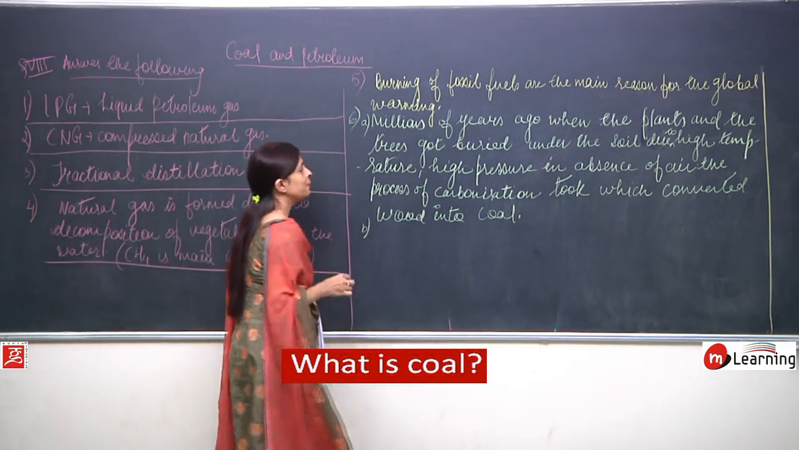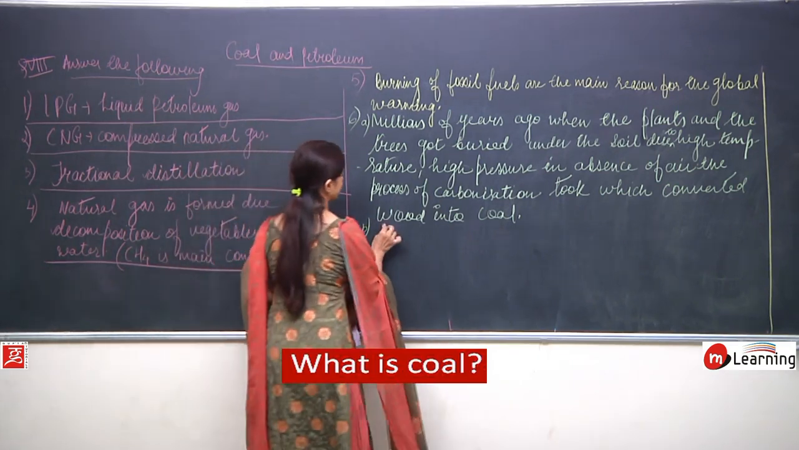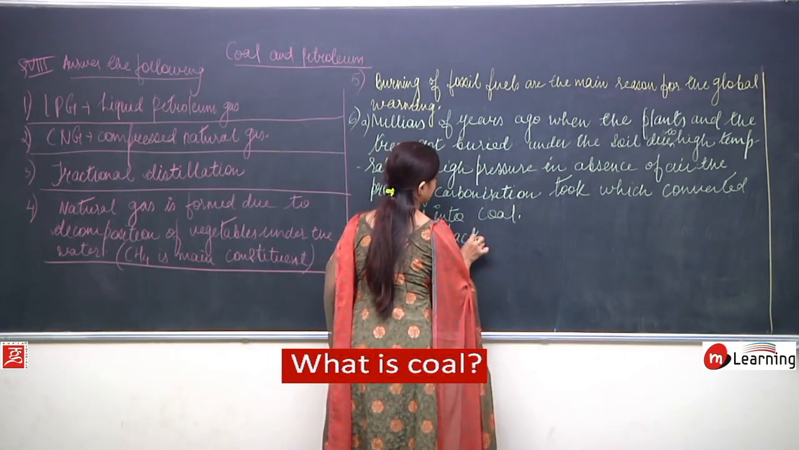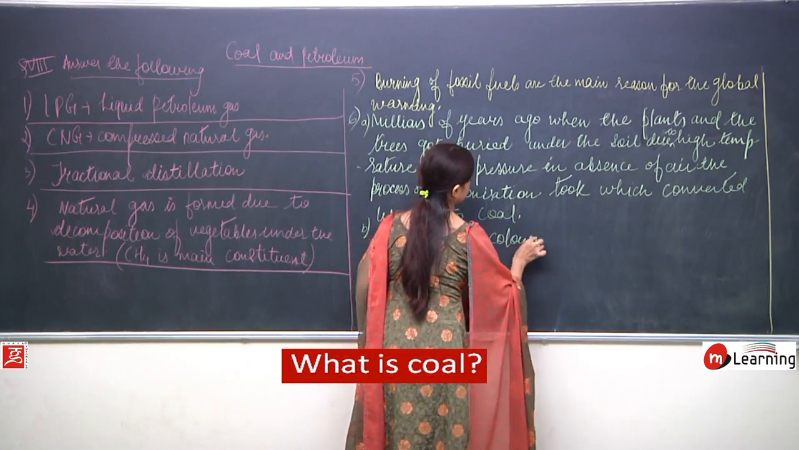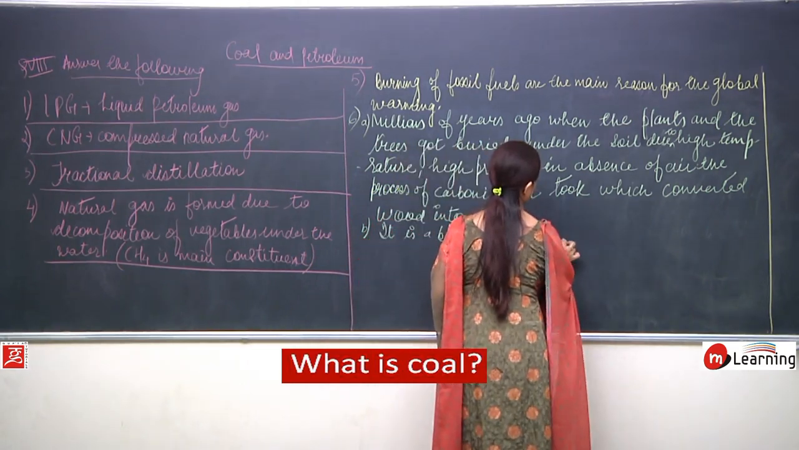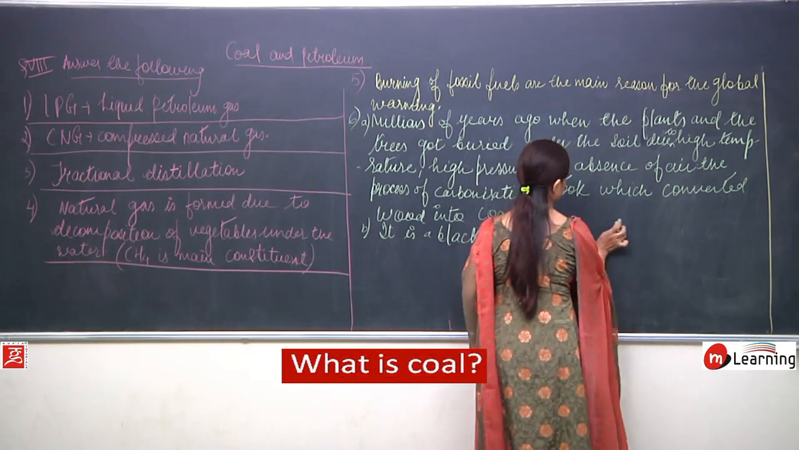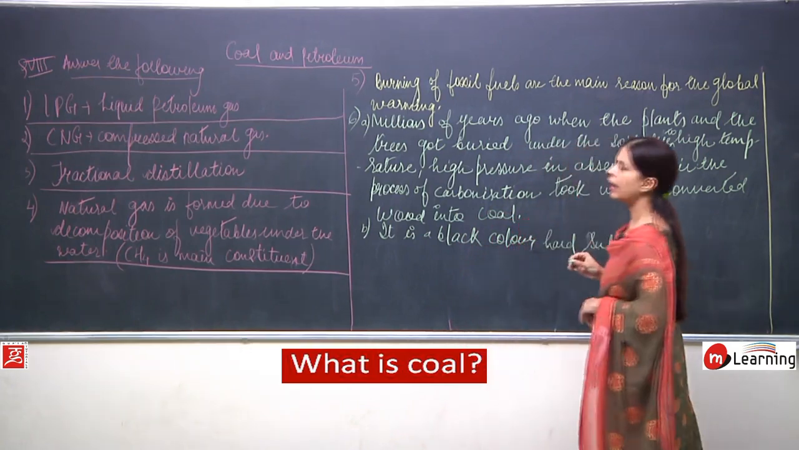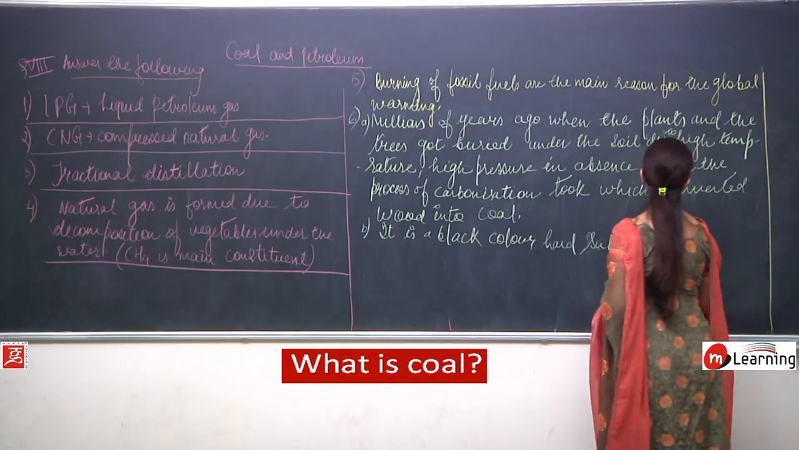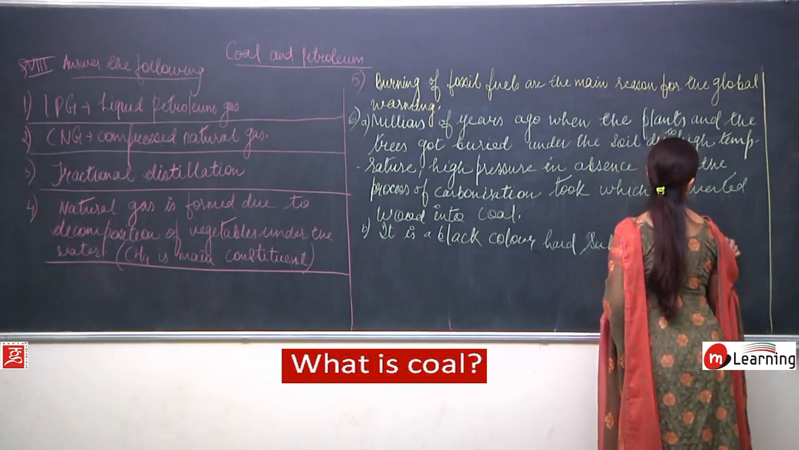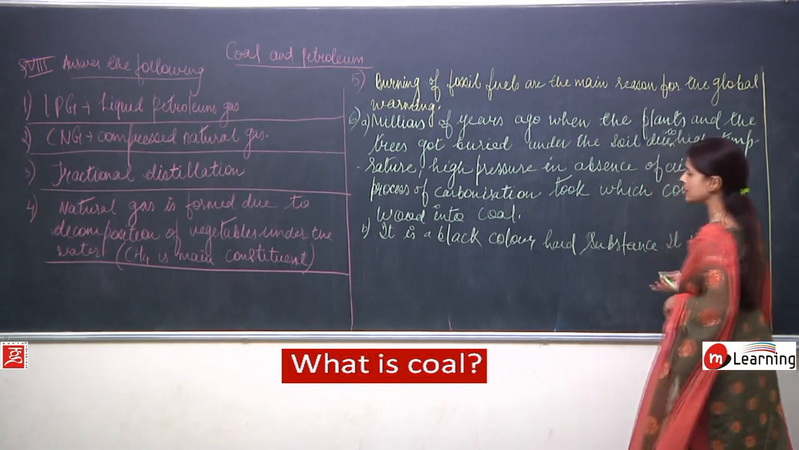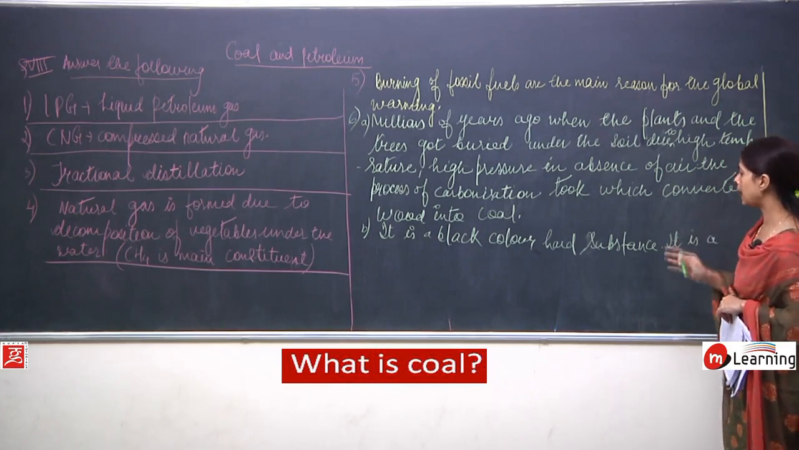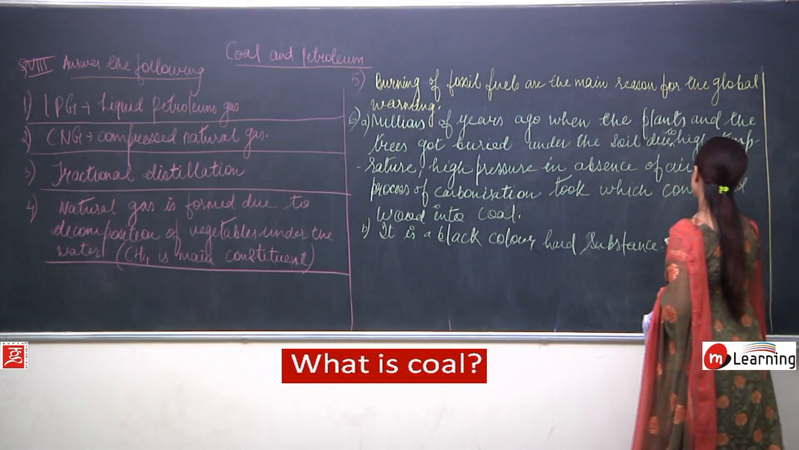Now B is, how is it? It is a black color hard substance. And what kind of fuel is it? Exhaustible, inexhaustible, renewable, non-renewable, which kind? So it is the black color hard substance, and this is the next point.